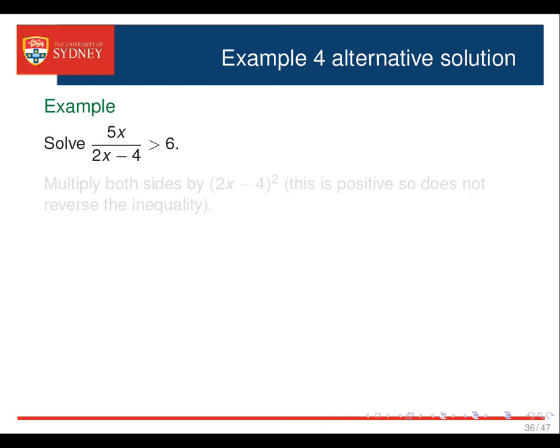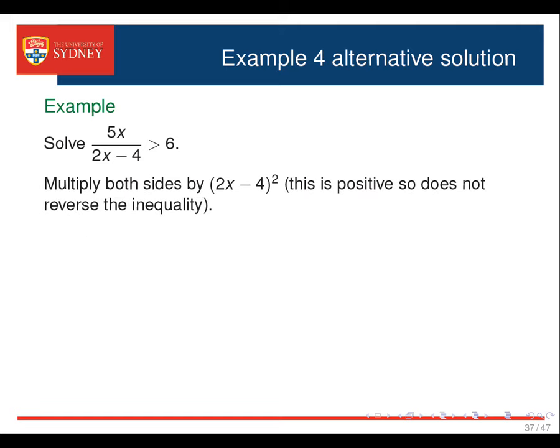Considering two cases as we did previously is one way to solve the inequality. However, we can use another method. We can consider multiplying both sides by the square of the denominator, in this case 2x minus 4 squared. We know that 2x minus 4 squared is positive, so it doesn't reverse the inequality. Having multiplied both sides by 2x minus 4 squared, one of the 2x minus 4 cancels out with the denominator on the left-hand side.